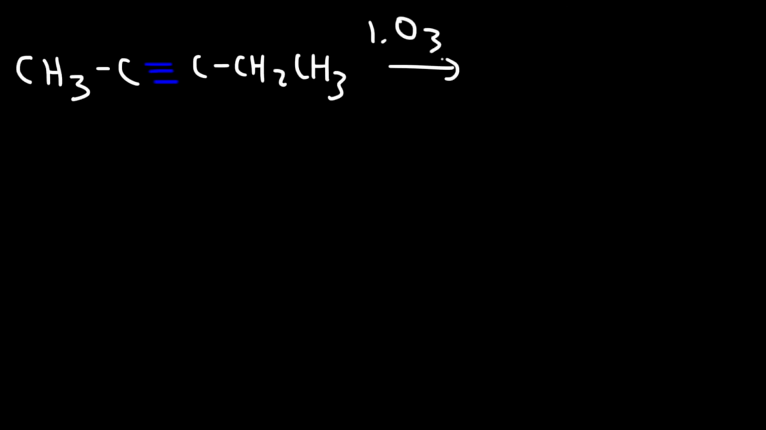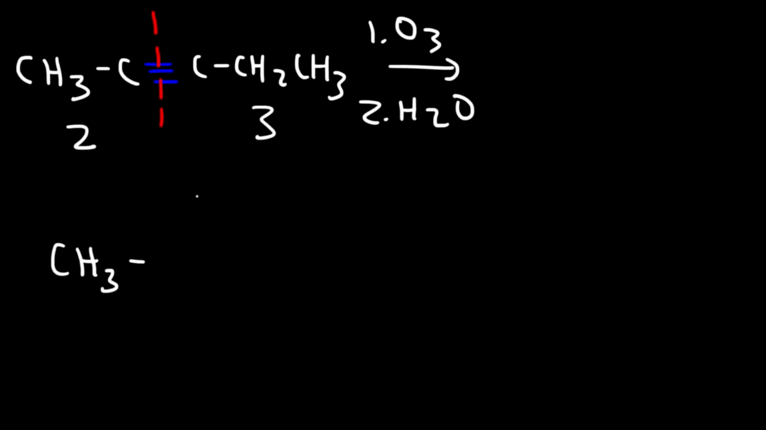The last thing we need to talk about is the ozonolysis reaction of alkynes. So consider this reaction where we have 2-pentyne reacting with ozone followed by water. So what are the products of this reaction? What you need to do is split the molecule at the triple bond. So on the left side we have 2 carbons, on the right side we have 3 carbons. And this is going to give us 2 carboxylic acid molecules.